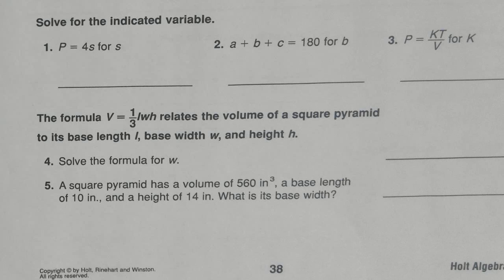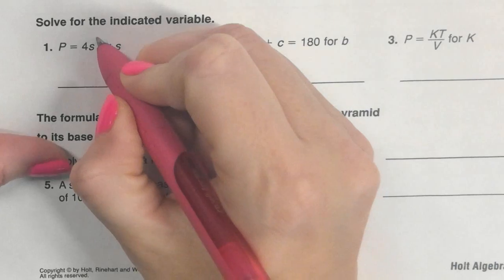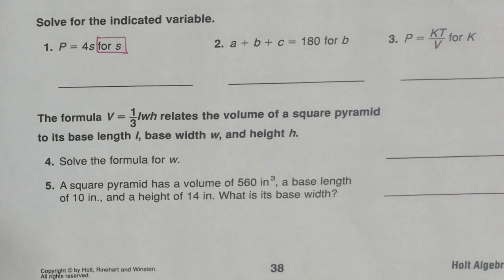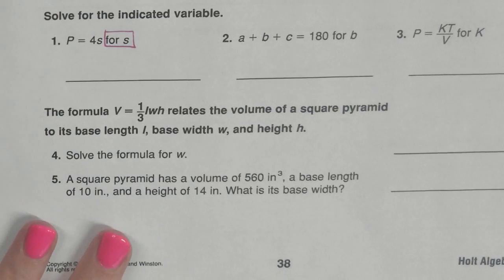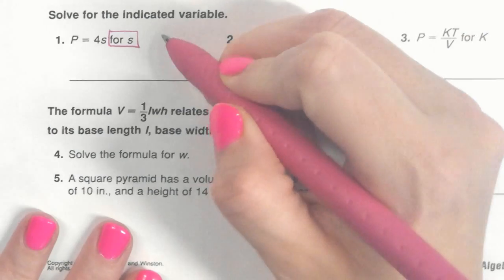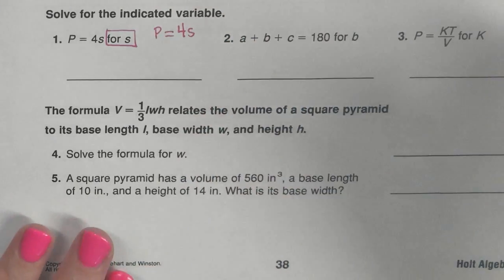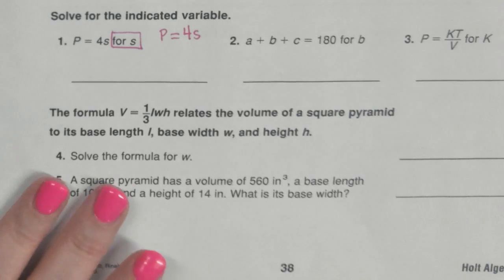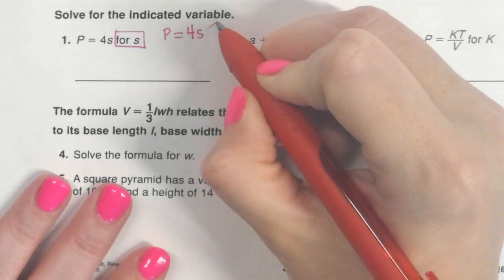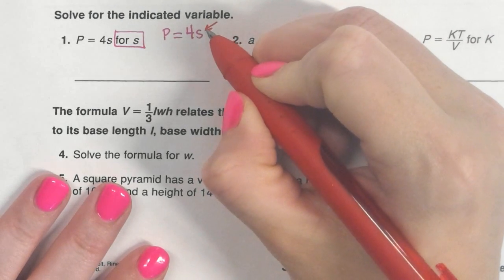Okay, so for number 1, it says P equals 4S, and then it says 4S. So will you just box in this part here, the 4S? That's telling you what you are going to solve for. So when you're doing these, the first step I want you to do is write the equation. And then we're just going to draw an arrow to what we're solving for.